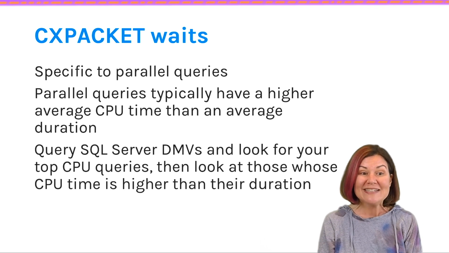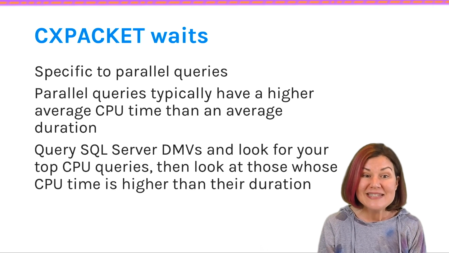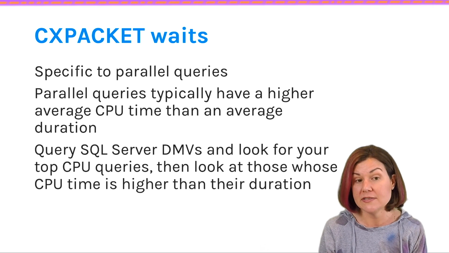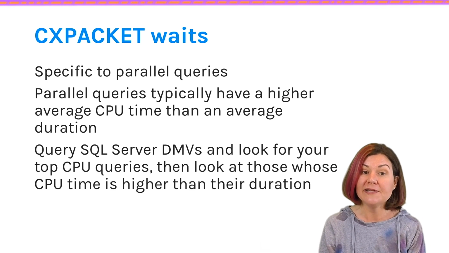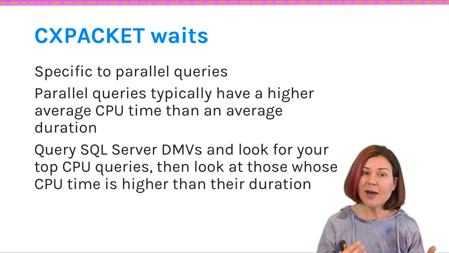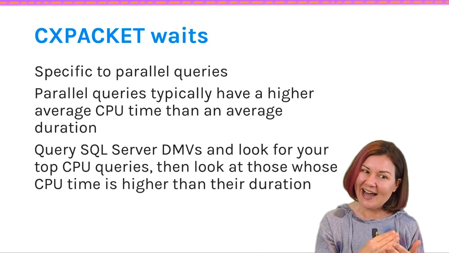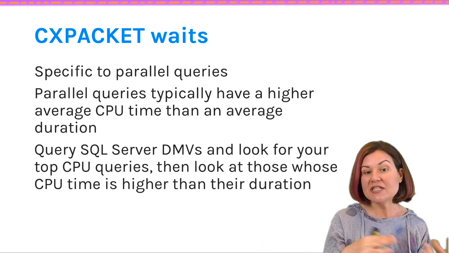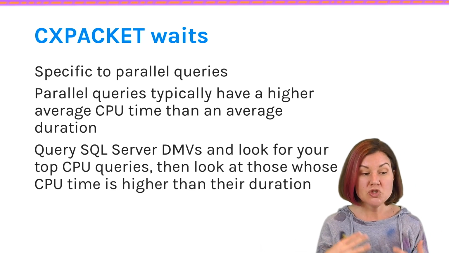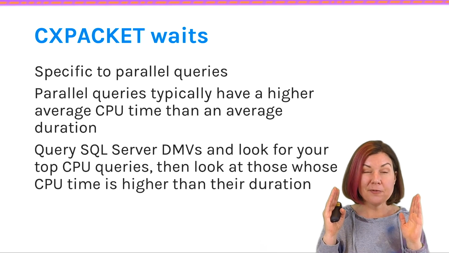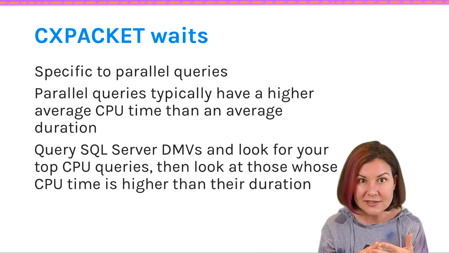One really common wait is CXPACKET. The CXPACKET wait type is specific to parallel queries. You will only get CXPACKET waits from queries that have parallelism. And one of the things about parallel queries is that they typically have a higher average CPU time than their average duration. So think about it this way. I have a query that runs for 1 second, and for that 1 second, it uses 2 cores.